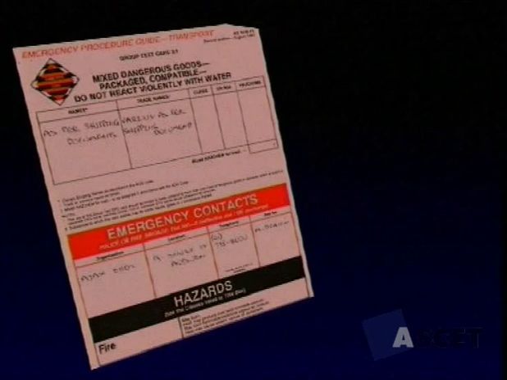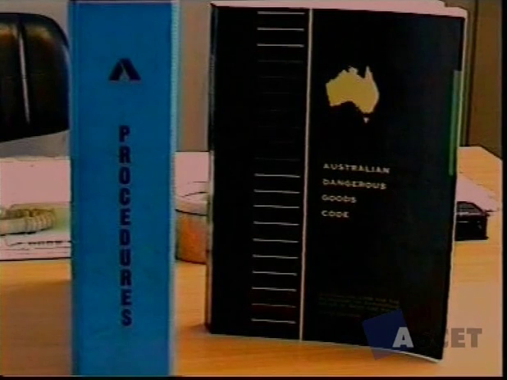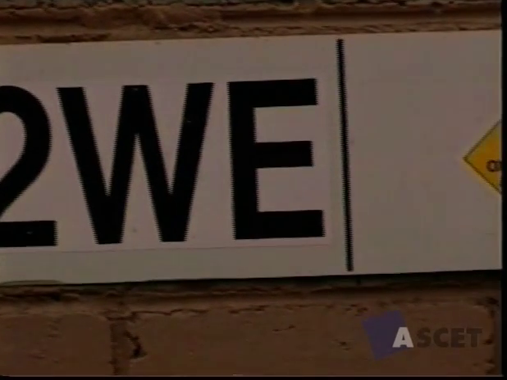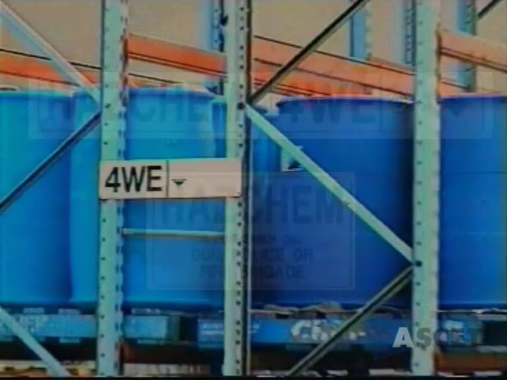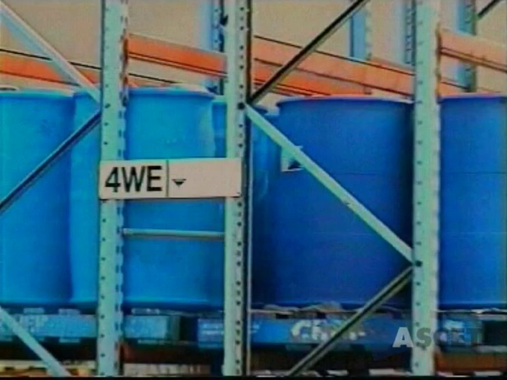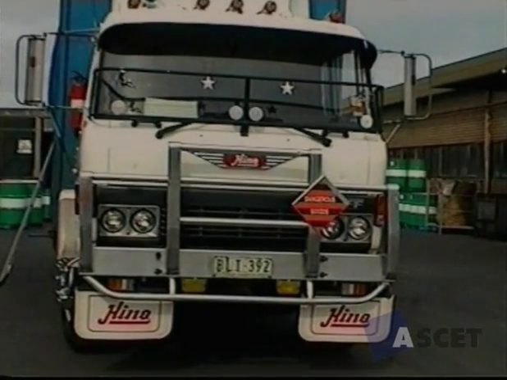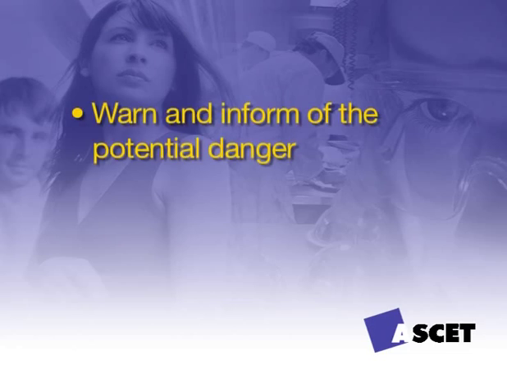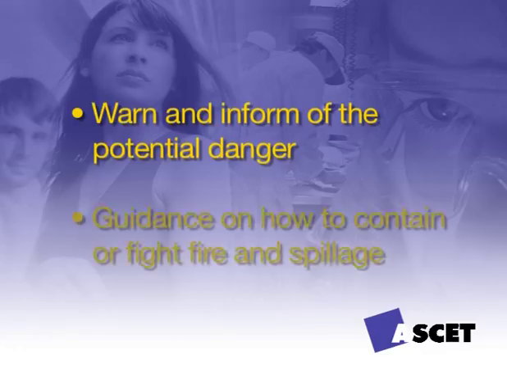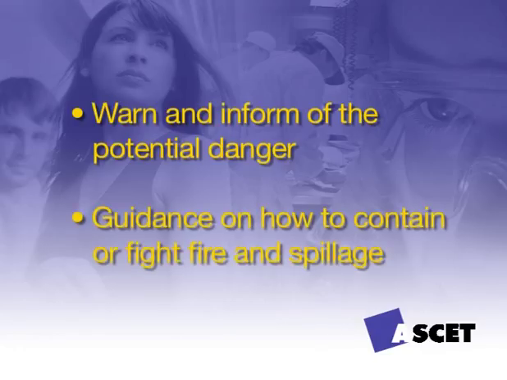HAZCHEM. Hazard identification systems you may need to understand: safety data sheets, charts, operating procedures, and HAZCHEM placards. By law, HAZCHEM placards must be placed on buildings housing or storing hazardous chemicals, and also on vehicles used to transport chemicals. The object of this signage is to warn and inform people of their potential danger. But most importantly, HAZCHEM placards give guidance to those who need to contain or fight any fire or spillage.